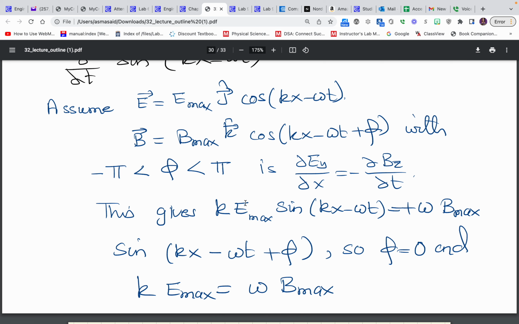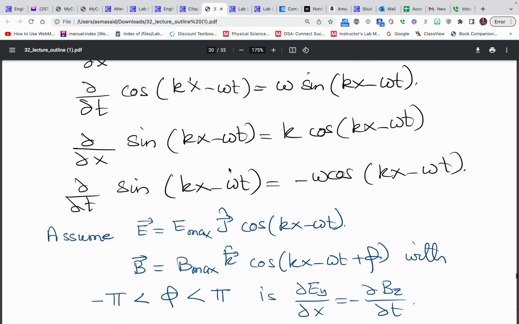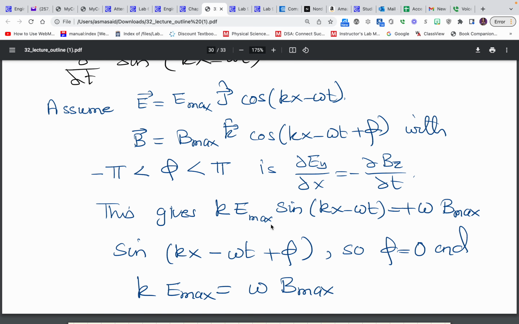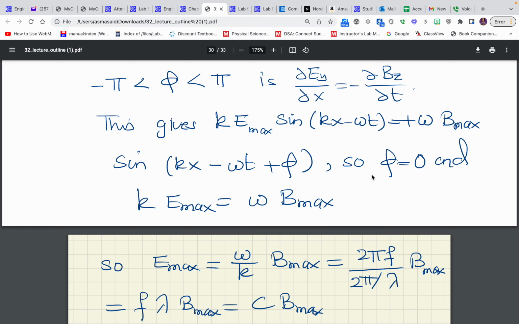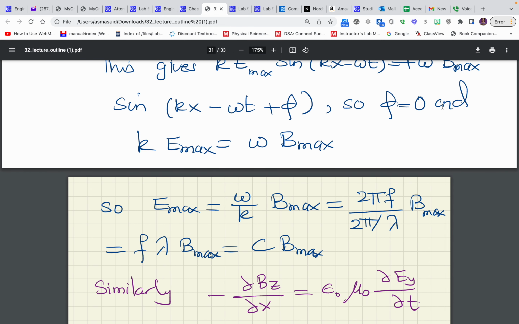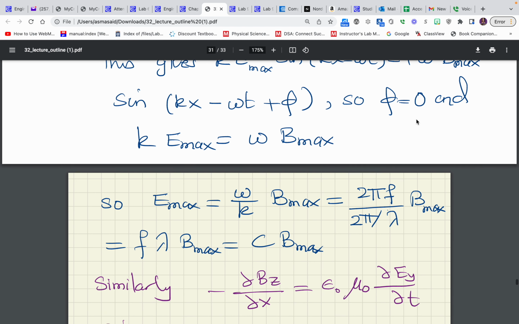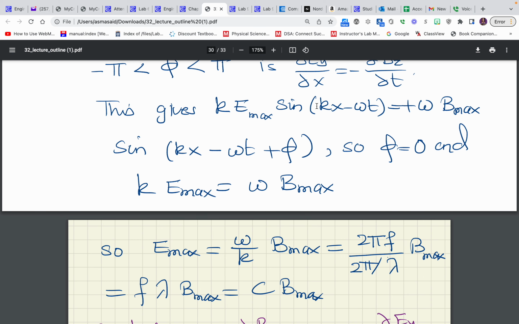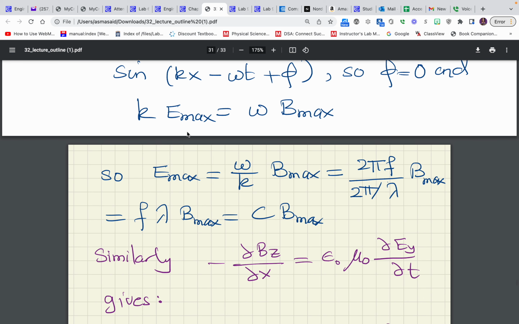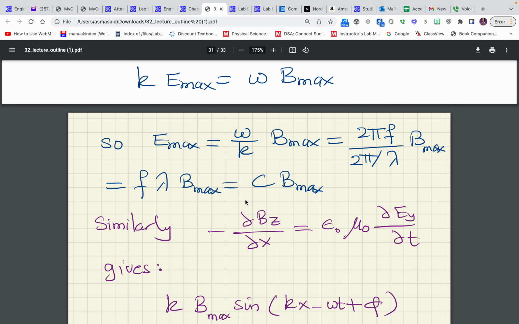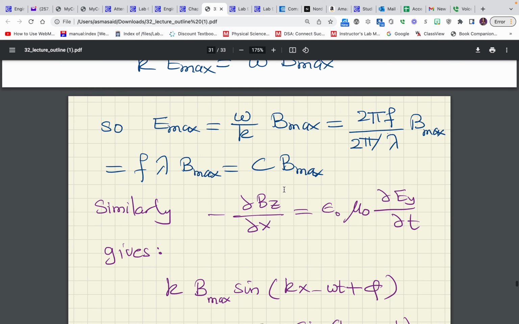Therefore, if this is true, then what I have derived here is going to be equal: k E maximum sine of kx minus omega t equals omega B maximum sine. From that I can say that phi should be 0, because if I want them to be equal, then comparing the two equations, phi should equal 0, since we have sine and sine. I can also say k E maximum equals omega B maximum, and from that I get the relationship that E maximum equals c B maximum.